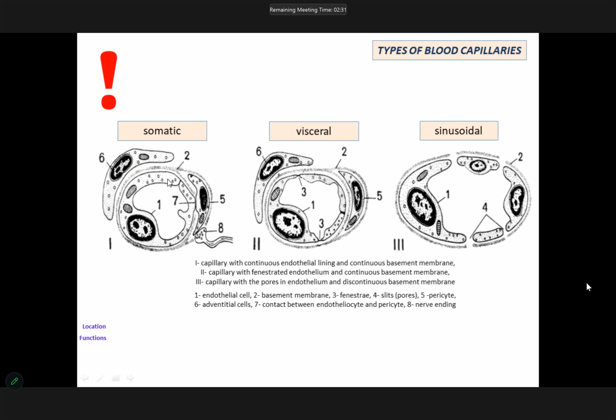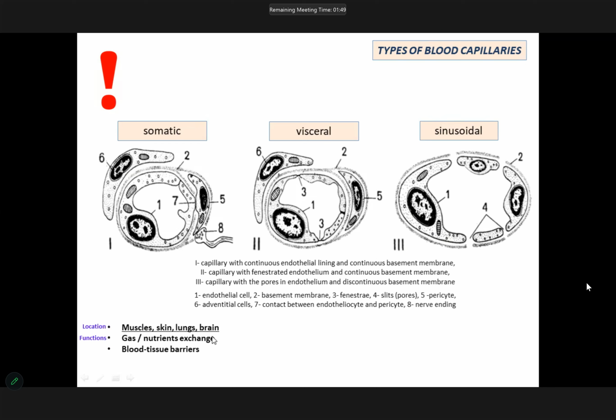with continuous endothelial cell. No pores, no holes, no gaps. It is continuous. It is covered with basement membrane. It is also continuous. And also pericyte and adventitial cell is present. Pericyte is covered with basement membrane from all the sides. And an axon of the sympathetic nervous system is innervating pericyte, making it contract, to make this capillary contract, to make its lumen smaller.